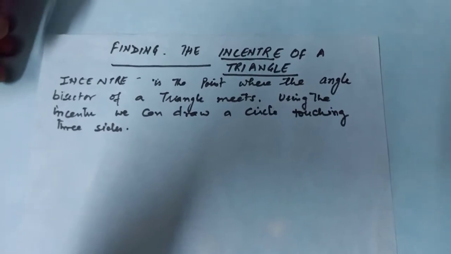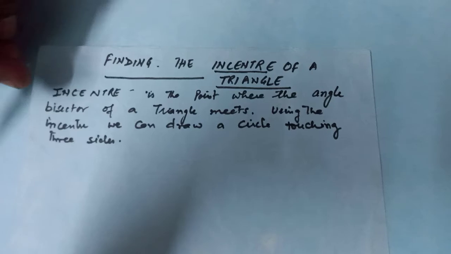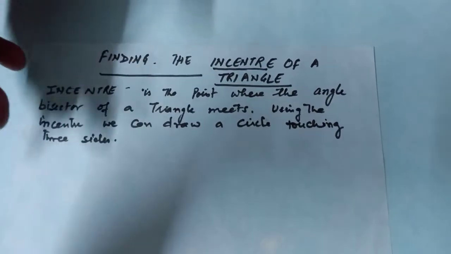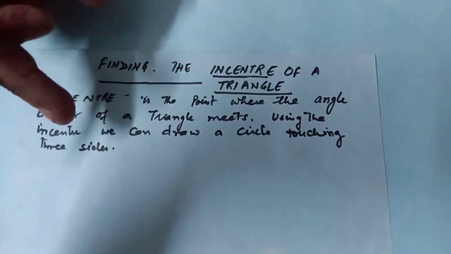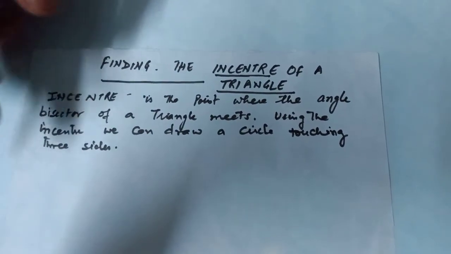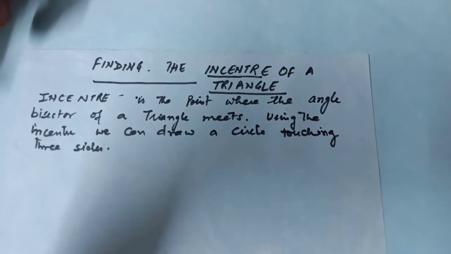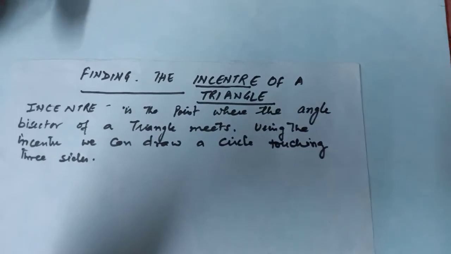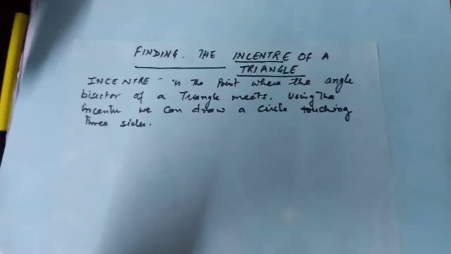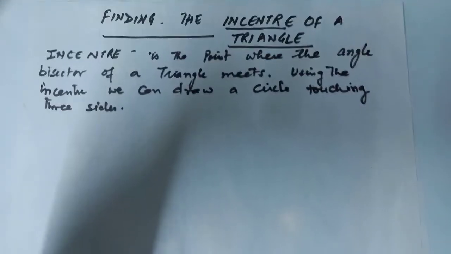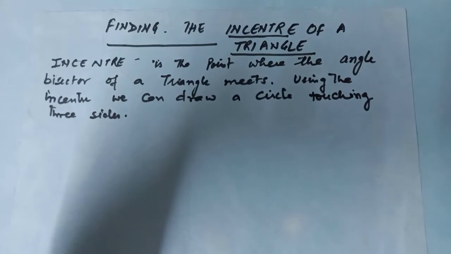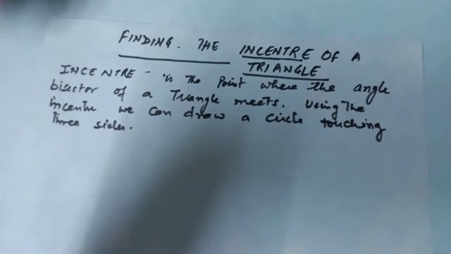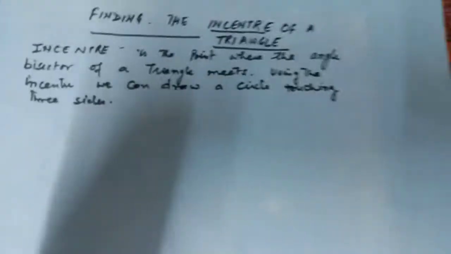Incenter is a point in a triangle where all the angle bisectors, means three angle bisectors, meet. There are three angles, so all three angle bisectors meet. That point is called the incenter. Very interesting thing is when we use this incenter and draw a circle using a suitable radius, then this circle will be touching all the three sides inside, and it means all the three sides will become the tangent to the circle.